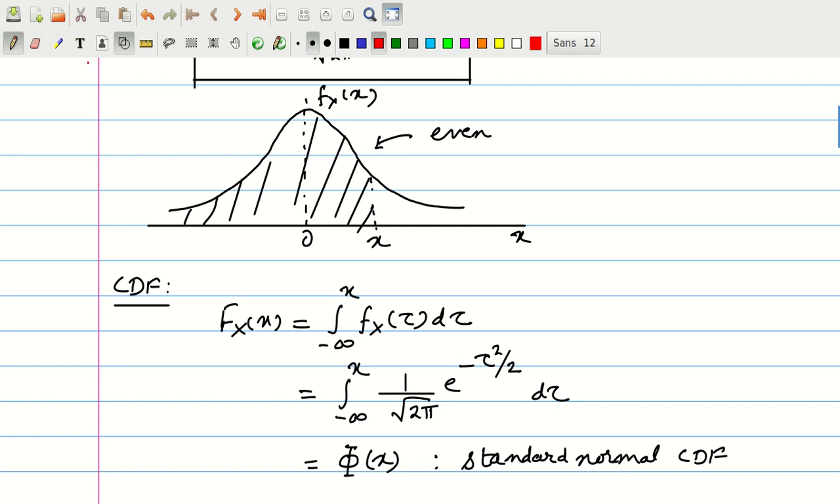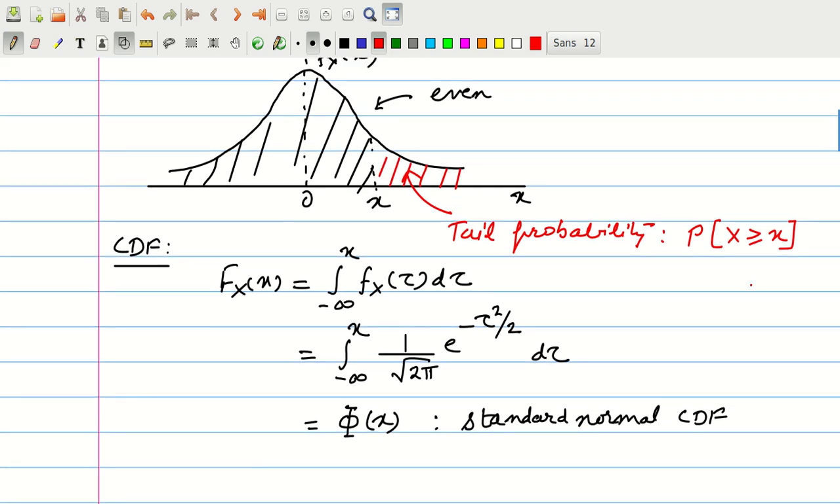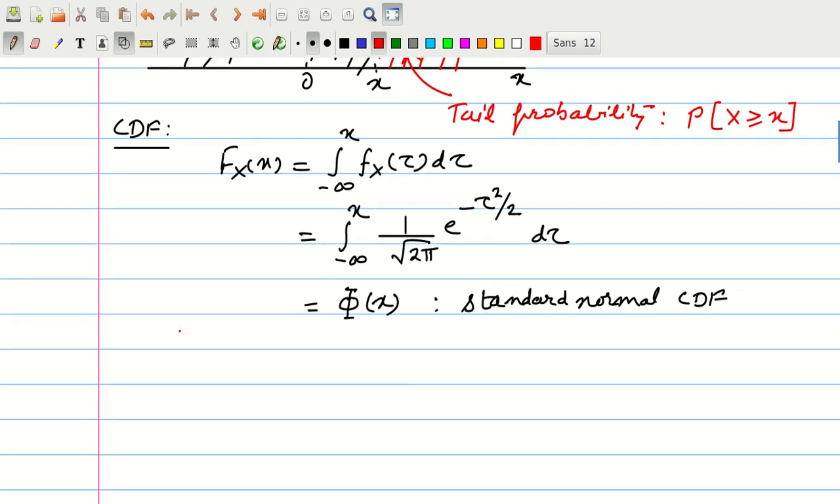More often than not, we are interested in computing the probability that a given standard normal random variable is greater than or equal to small x. That is, we are interested in computing the tail probability. This is called the tail probability, that is the probability that the random variable X takes on values greater than or equal to small x. This clearly can be computed by integrating, as we can write here, the probability of X greater than or equal to small x can be computed by integrating the PDF curve from x to infinity, 1 over root 2 pi e to the power minus tau square by 2 d tau.